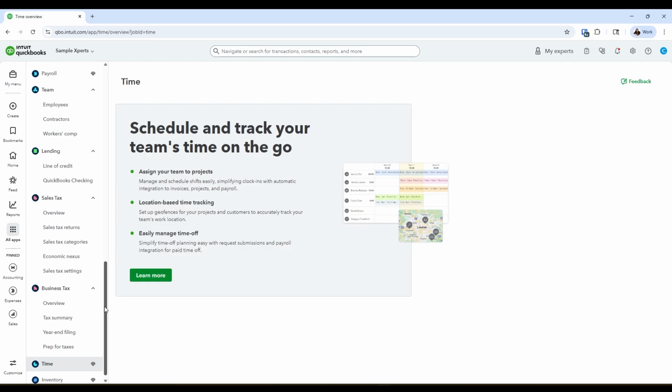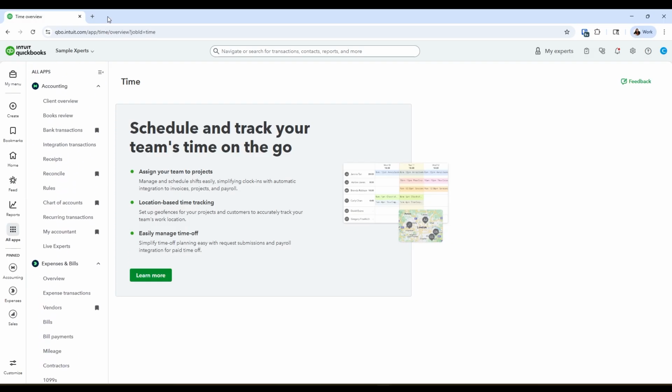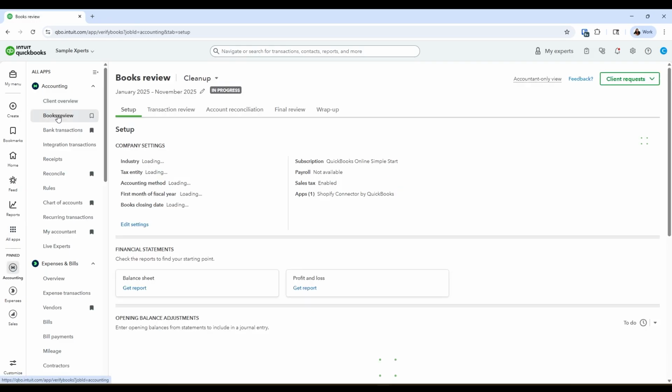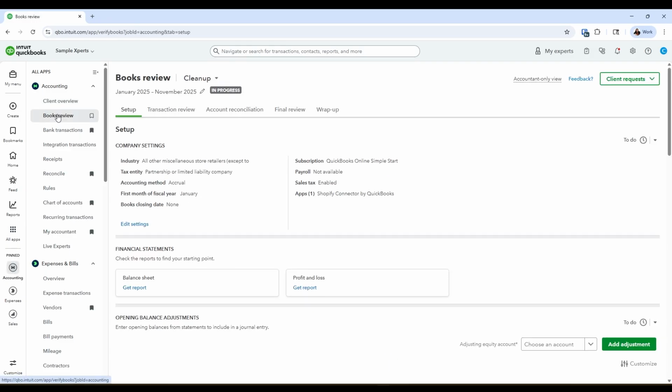Time, this is for your employees, and inventory. Okay, as I mentioned before, I do not recommend using QuickBooks Inventory yet. It is a work in progress, and hopefully in the near future, it will be better.